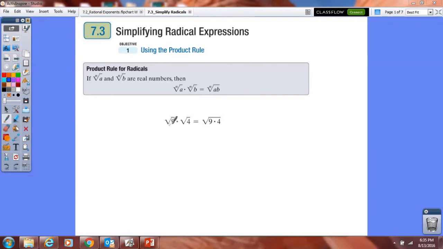For example, when we multiply the square root of 9 times the square root of 4, it's the same thing as saying the square root of 9 times 4, which is the square root of 36, which is 6.